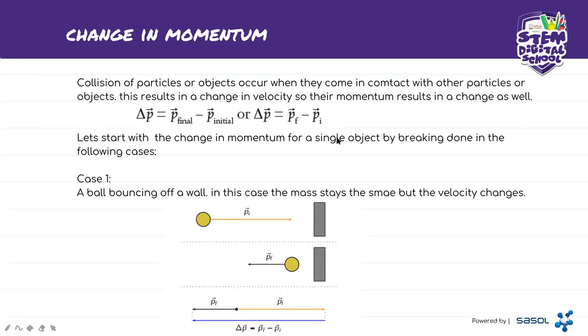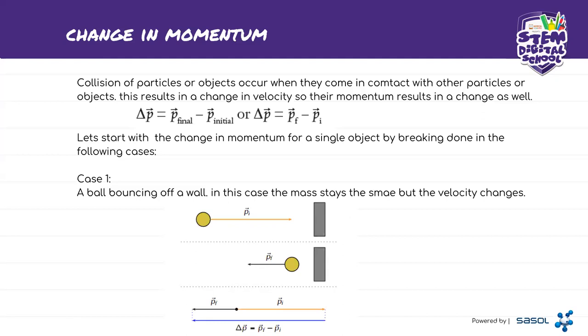So let's start with the change in momentum for a single object by breaking it down in the following cases. Okay, so the final momentum means the one after the change in velocity, and the initial momentum is the one at the start. For example, if you're going to throw a ball, the velocity that you use to throw the ball is your initial momentum. But if there are other forces that influence the change in your velocity after that, that's going to be our final momentum.